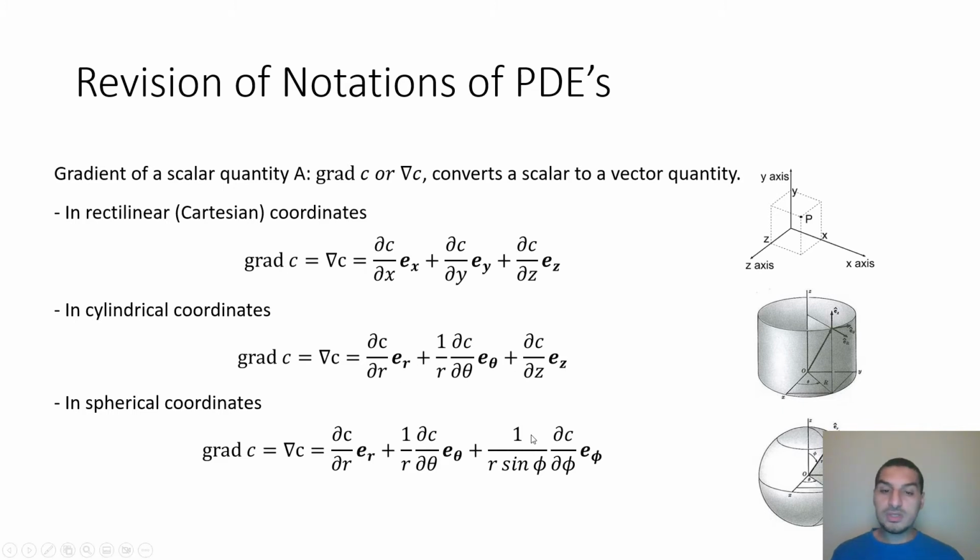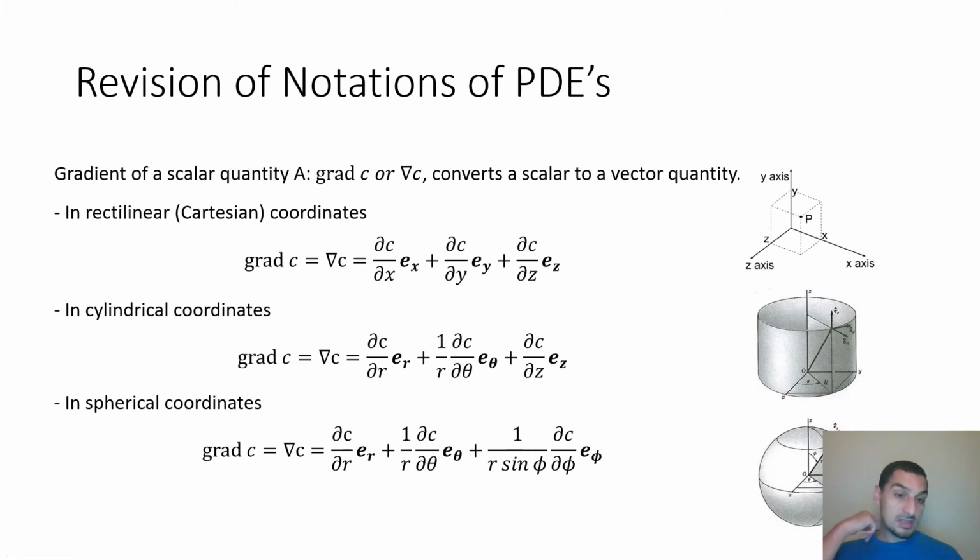We have three equations here because we can define a point in space in three different ways. You can define it in what we call the Cartesian coordinates or the rectilinear coordinates by knowing 3 points in space, x, y, and z. So if you know x, y, and z, then you know this point.